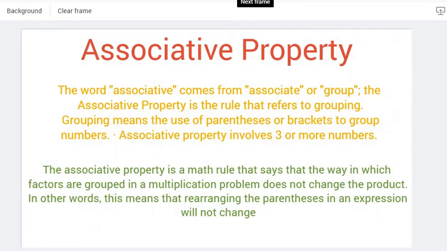The associative property comes from the word associate, or group. It just means that the numbers that you group do not matter. The numbers that you group will not change the result. Grouping is done by using parentheses, and we know from when we were talking about order of operations that the P in PEMDAS means parentheses or brackets. So grouping is done by using brackets to group numbers.